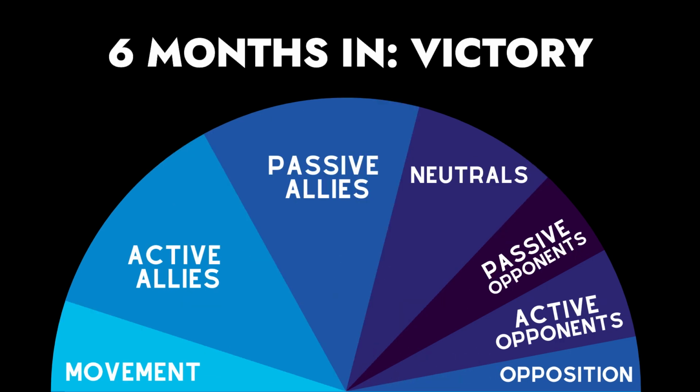Now let's look 6 months after the campaign launched, and at this point we win the campaign. So we successfully organized enough people that the mayor agreed to the wildlife habitat project in the park, and you can see that at the time of our victory, the movement has grown, the active allies and passive allies have grown even more, and we have more allies than opponents overall, although there are plenty of opponents left.